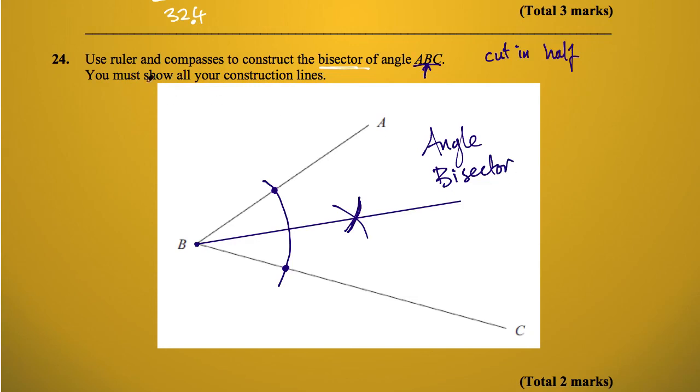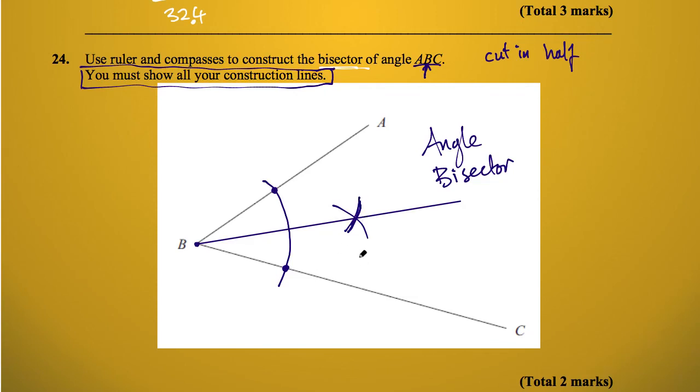As it says here, you must show all your construction lines. That means they need to see both of those, both that arc and these 2 arcs. All 3 arcs need to be there. Even if it didn't say that, it's a general rule when you're doing constructions that you don't rub anything out. So you wouldn't rub out the arcs.